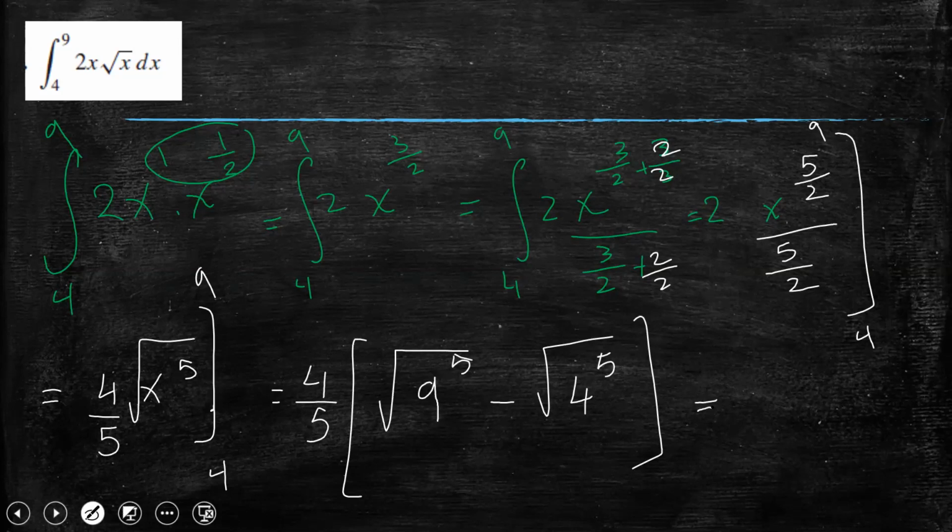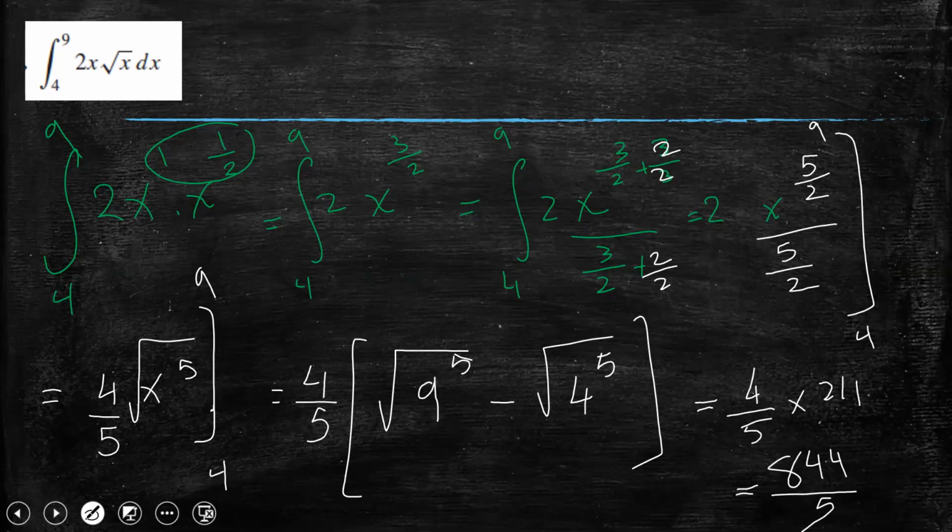So 4 over 5 times 211 will be 844 over 5. Teacher, can you please again explain from where did we bring 4 over 5?